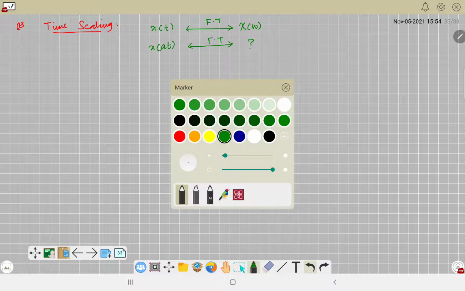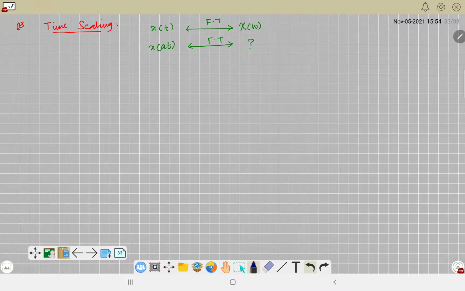Right? So again, we can do a bit of mathematical analysis. x of at, where a is a scaling factor, a real positive constant. If I try to find the Fourier transform of this x of at, it will be the integral from minus infinity to plus infinity of the signal x of at, then the exponential factor which is a part of the transform, like this.